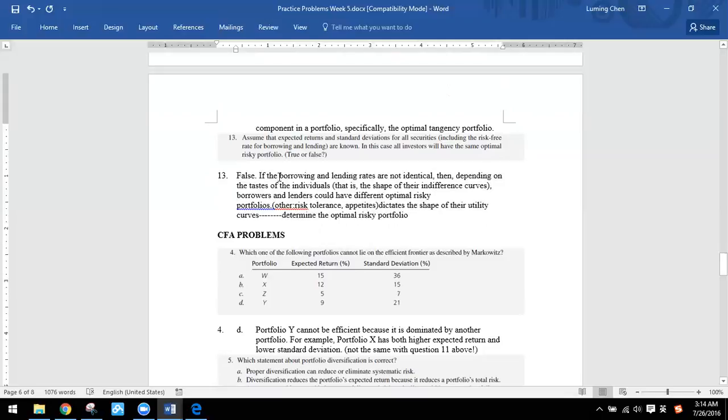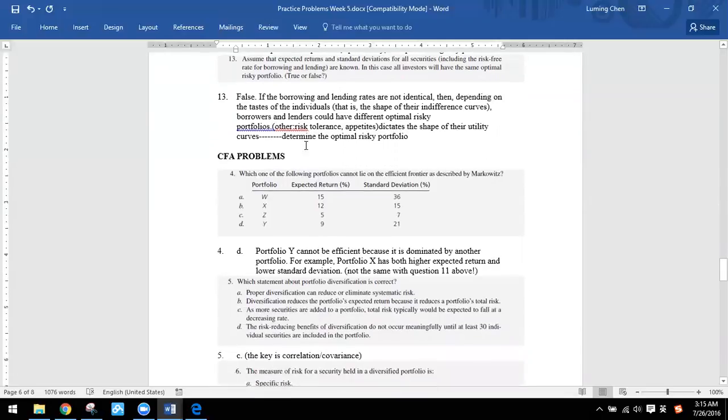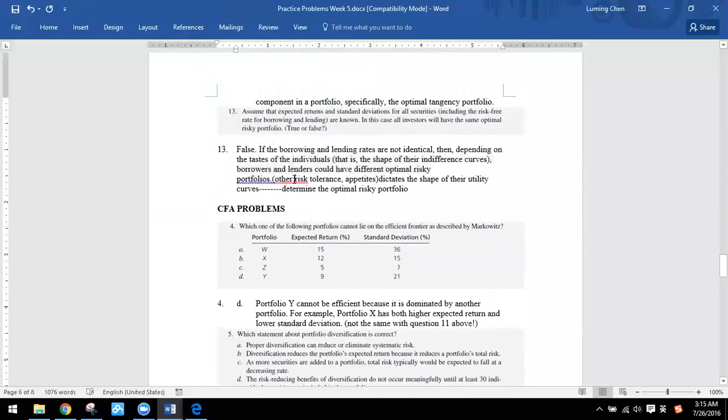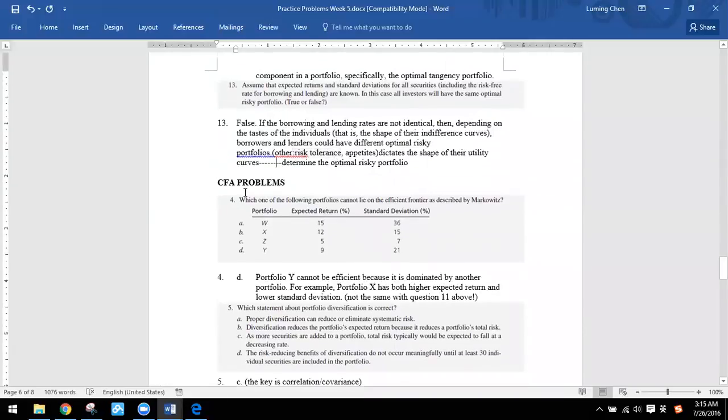The main reason, it says that the expected return for all securities, including the risk-free rate, are known. Yeah, it's right. It's just known. It's not equal. So there are two reasons. One is that borrowers and lenders can have different portfolios, and the other is that they will have different risk tolerance. We don't know for sure.